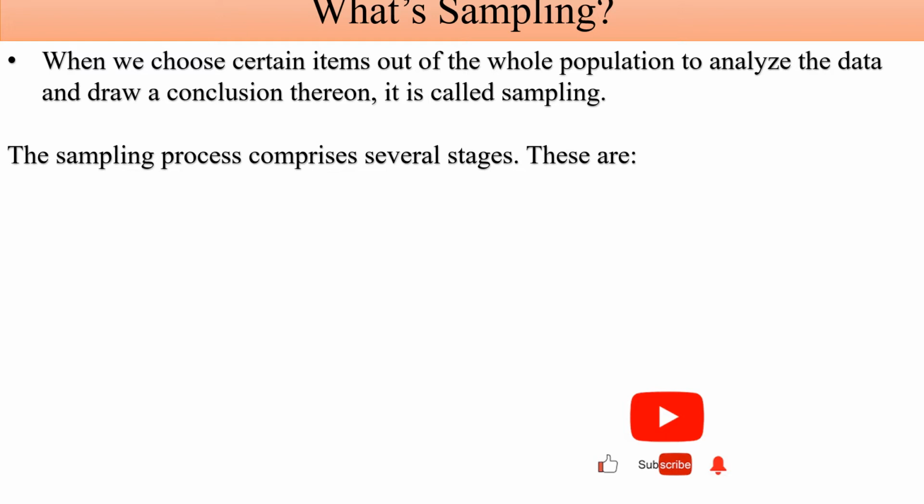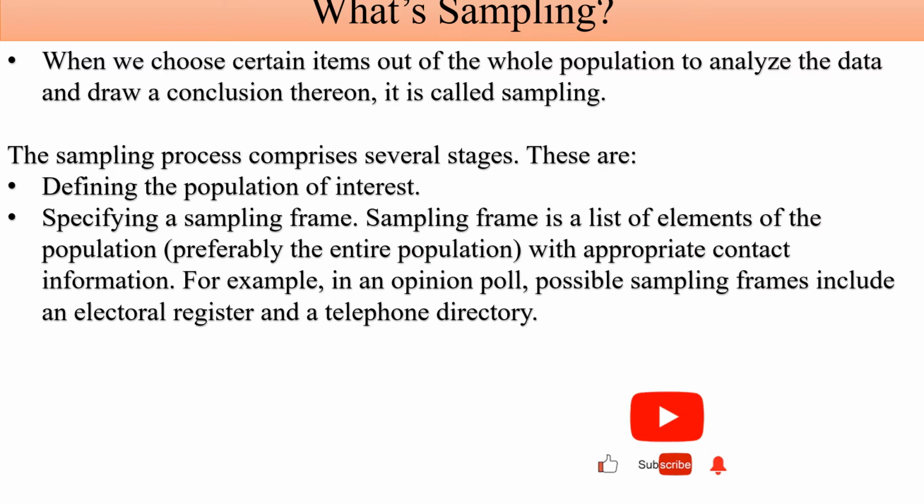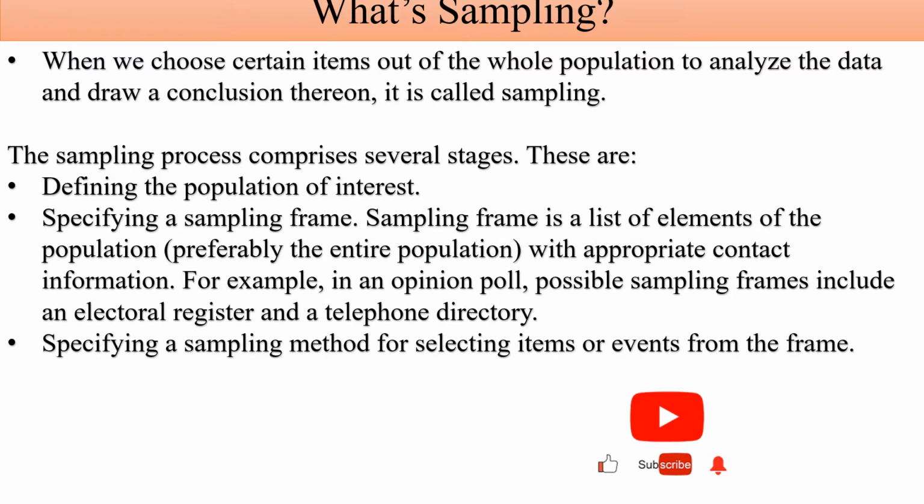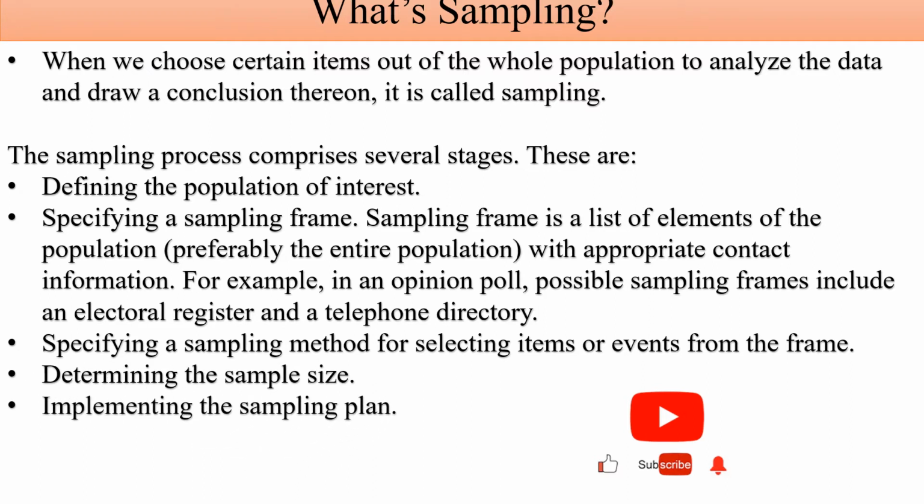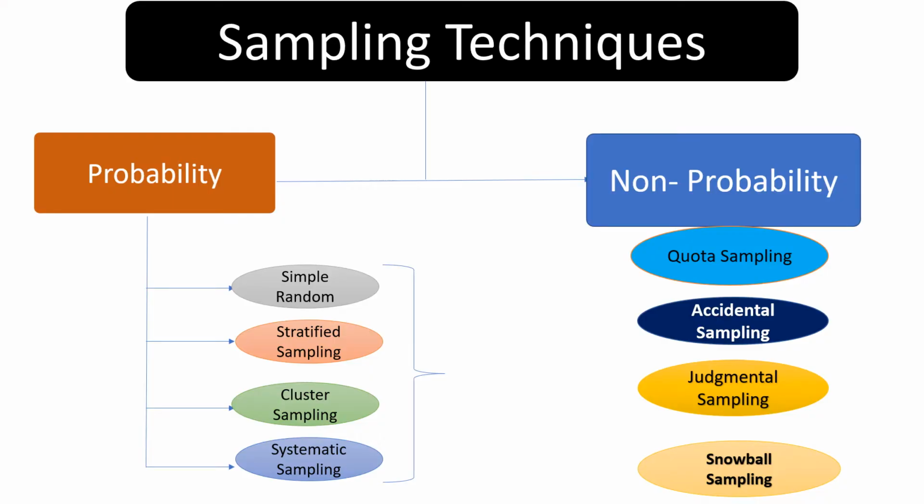Sampling process comprises several stages, amongst which are: you need to define the population of interest. You need to specify the sampling frame. You need to specify the sampling method of selecting item. You need to determine the sample size. And you need to implement the sampling plan. And lastly, you can now make up the sample, sampling, and data collecting.